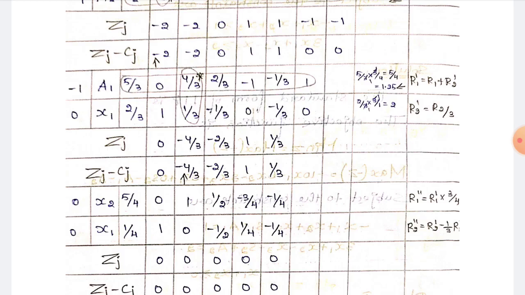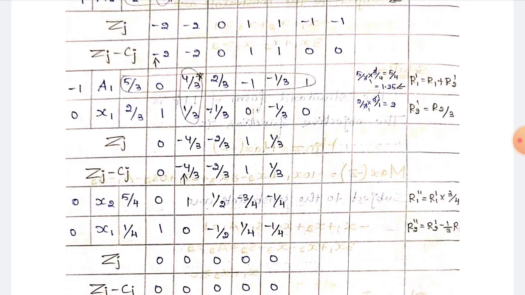So the smallest positive value means you have to choose the first one. So that is your key row, and the intersection element is 4 by 3. So the next one: A1 is the leaving variable and X2 is the entering variable. So in the XB column you have to write X2 and X1. The coefficients are 0.